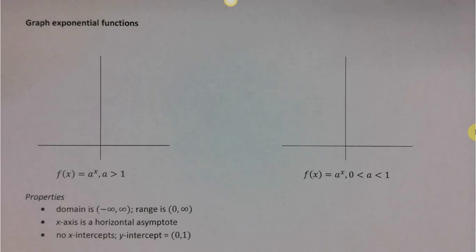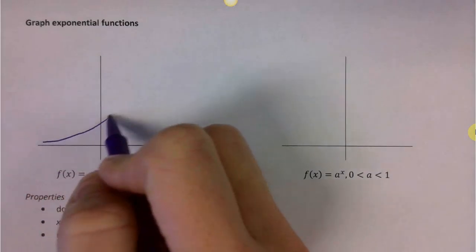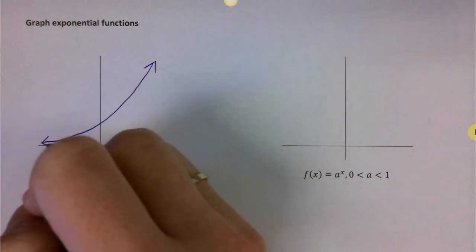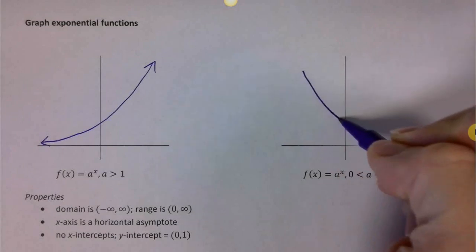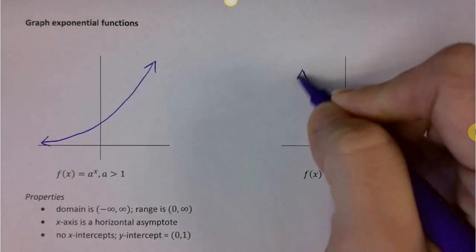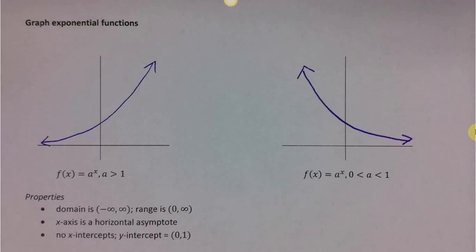The graph of an exponential function looks something like this if our base a is greater than 1, and it looks something like this if our base a is between 0 and 1. And some properties of exponential functions that we can talk about based on these graphs is, first of all, the domain of any exponential function is all real numbers. But in both of these situations, our graph stays above the x-axis, which tells us that the range is just 0 to infinity, only positive numbers.